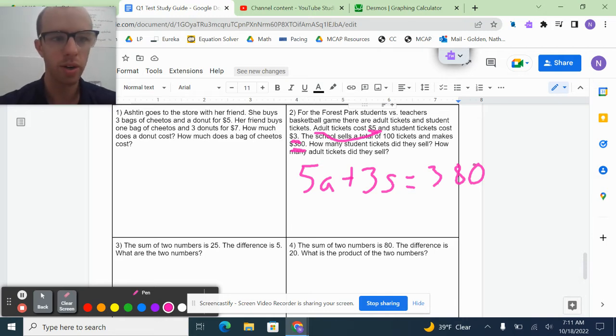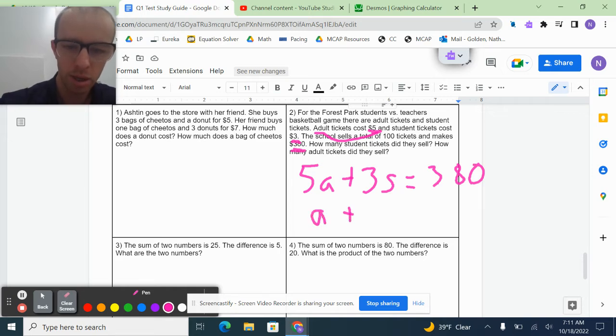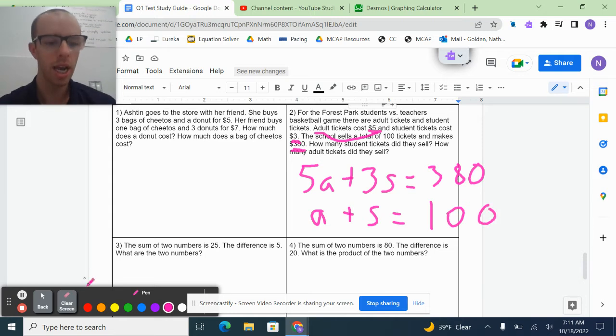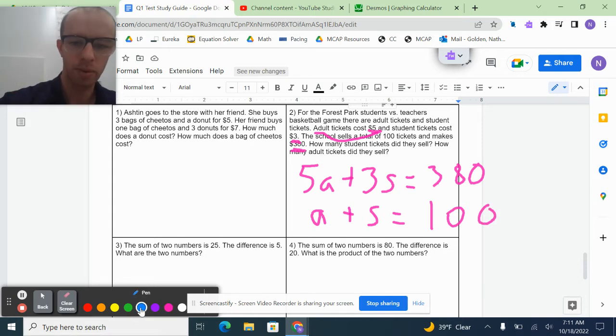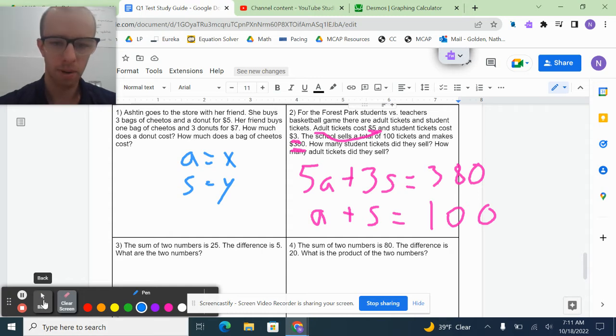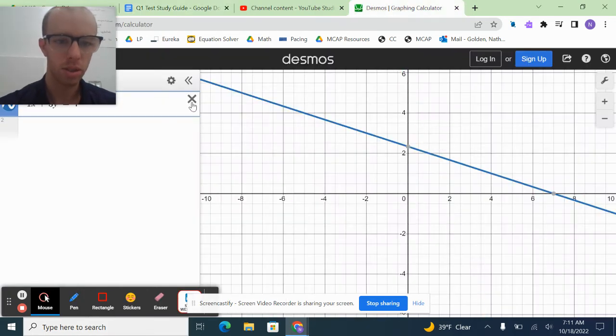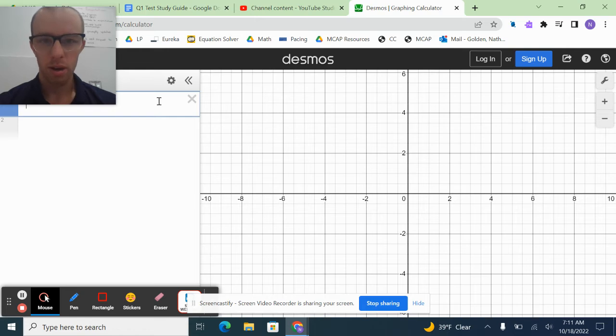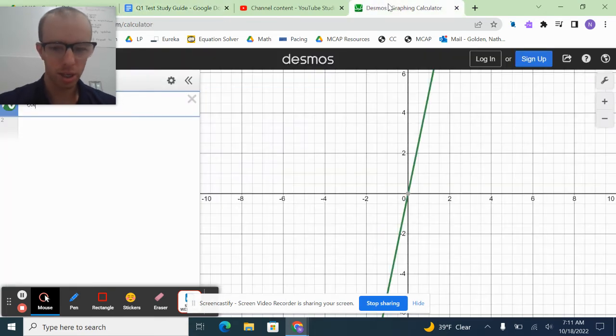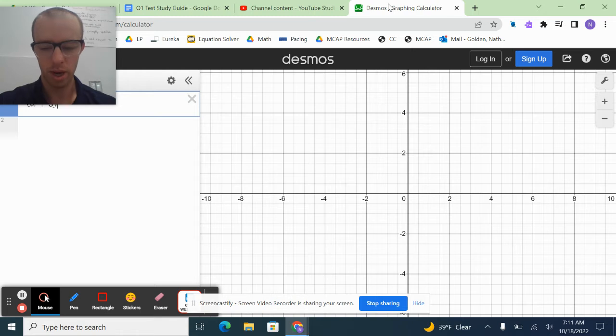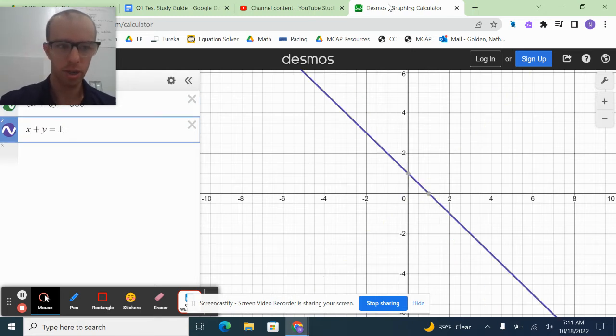They sold a total of 100 tickets, and they only sold student and adult tickets. So I can say the amount of adult tickets plus the amount of student tickets is equal to 100. And now I have my 2 equations. Desmos can only read X and Y, so I'm going to say adults equals X, students equals Y. And I'm going to plug into Desmos. 5x plus y equals 380. X plus y equals 100.